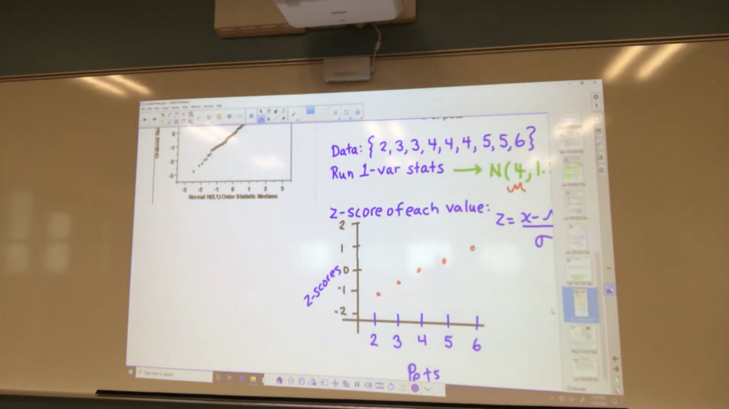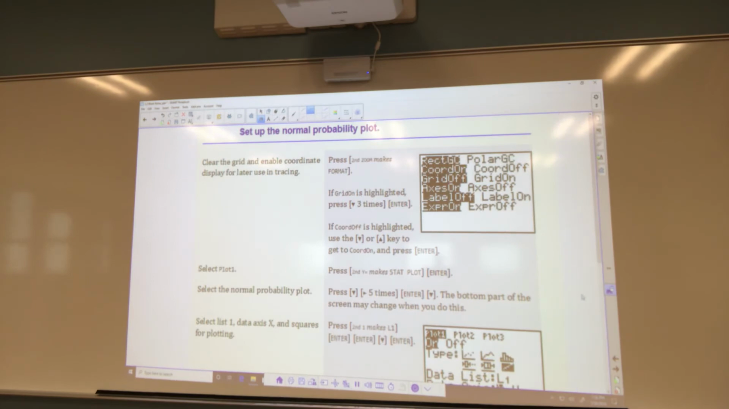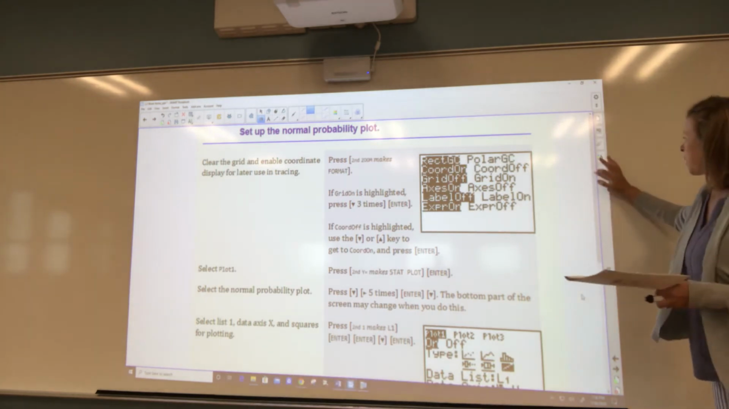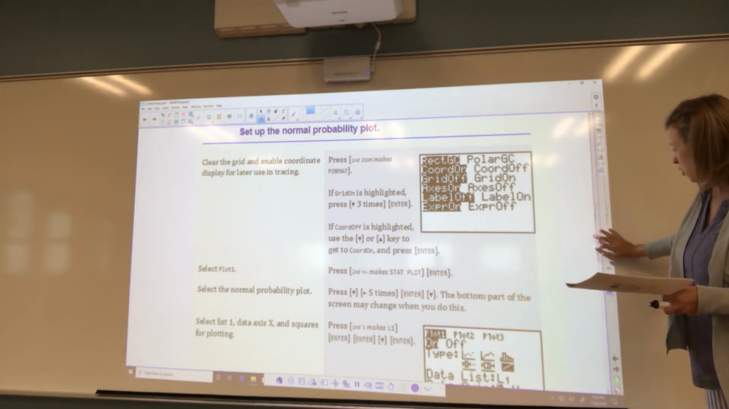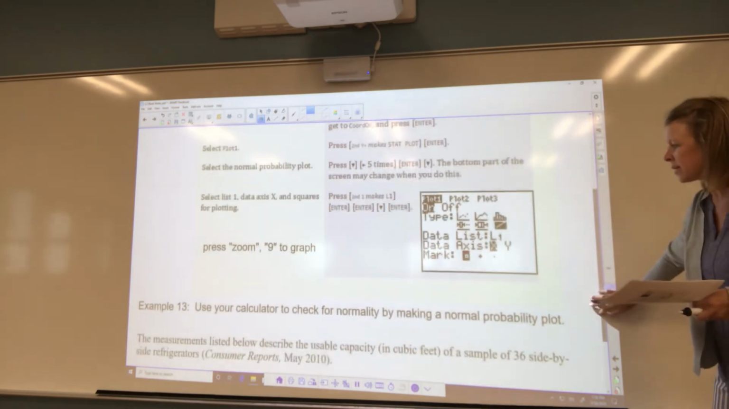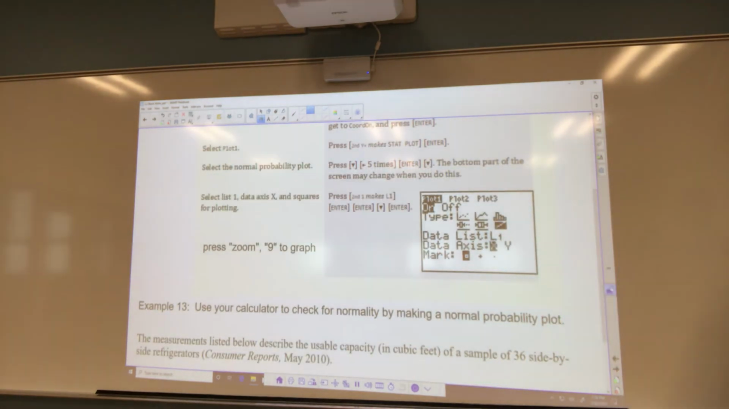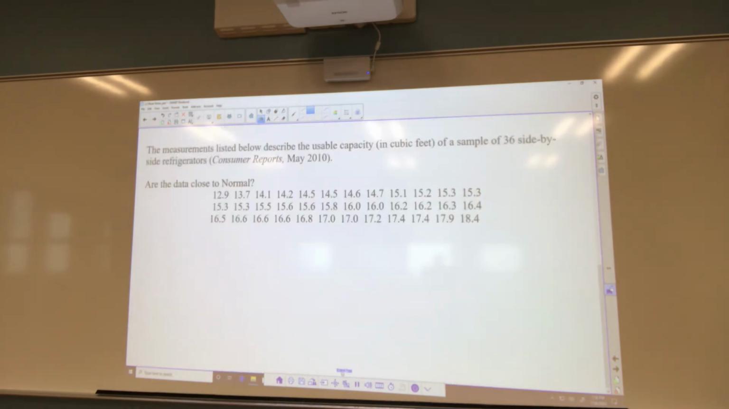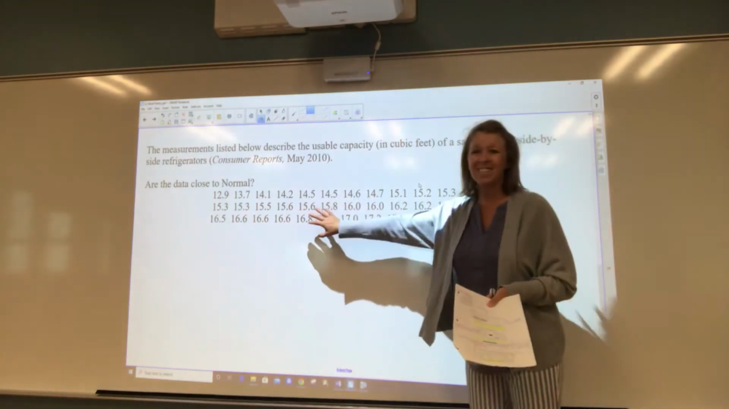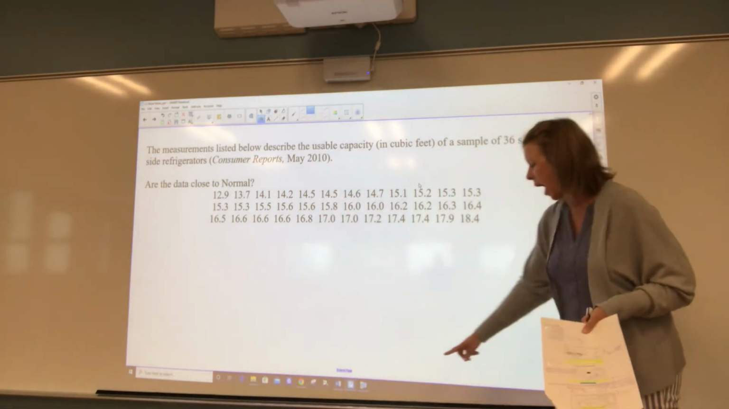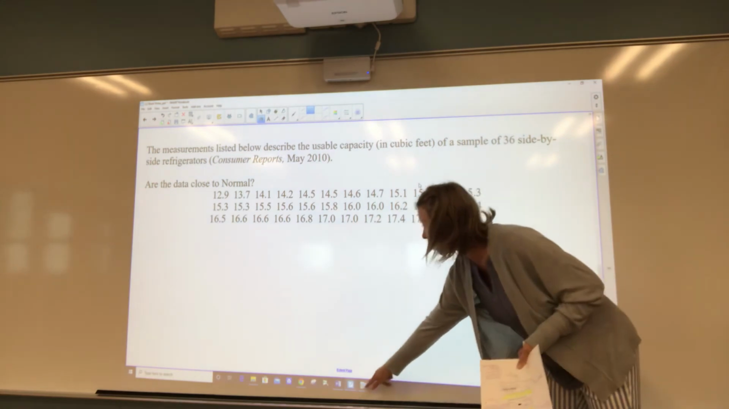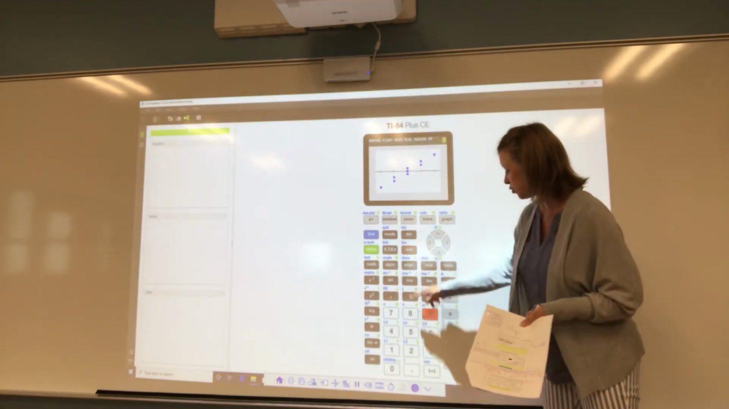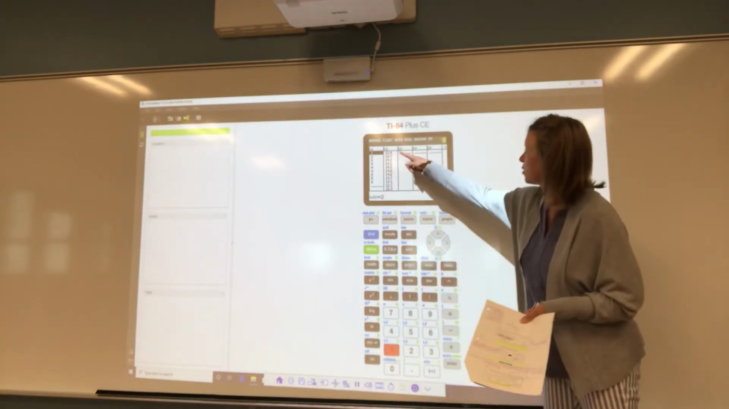I have spelled out for you some screenshots for what you would do on the calculator if you were going to make a normal probability plot. I also have down here at the bottom another example, a pretty large set of data. It's asking, is this data set close to normal? I put this in my calculator already. I threw it into L2 previously. It's right here in L2.